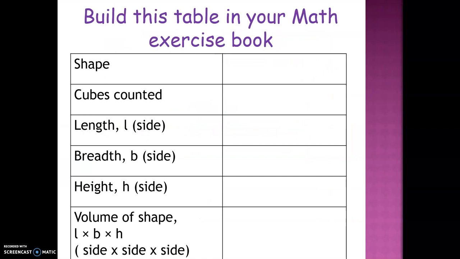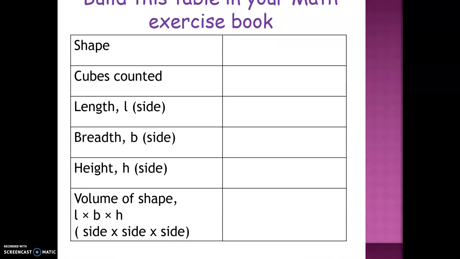Copy this table in your classwork, which says shape, cubes counted, length, breadth, height. In brackets, I have mentioned side, side and side. Volume of the shape, that is length, breadth and height. In brackets, I have mentioned side times side times side. That is for a cube.